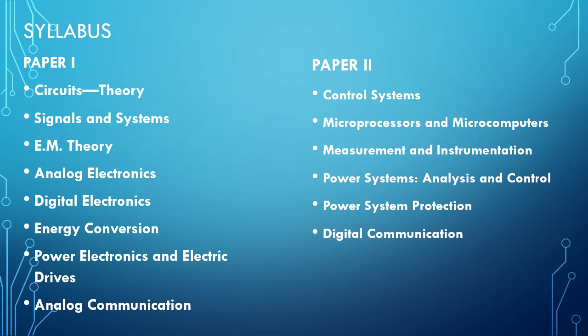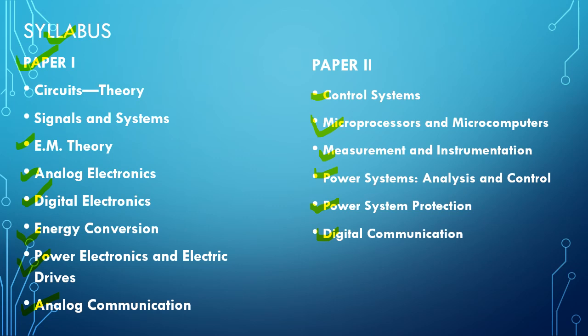Let's come to the syllabus part of the electrical engineering optional. Paper 1 consists of circuit theory, signal system, EM theory, analog electronics, digital electronics, energy conversion, power electronics, and analog communication, whereas paper 2 consists of control system, microprocessor, microcomputers, measurement and instrumentation, power system protection, and digital communication.